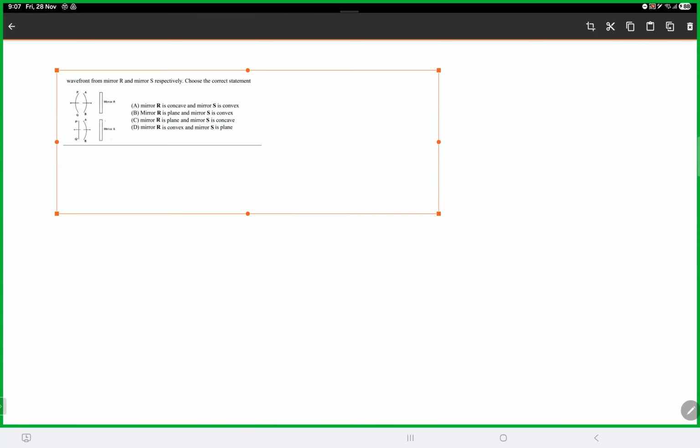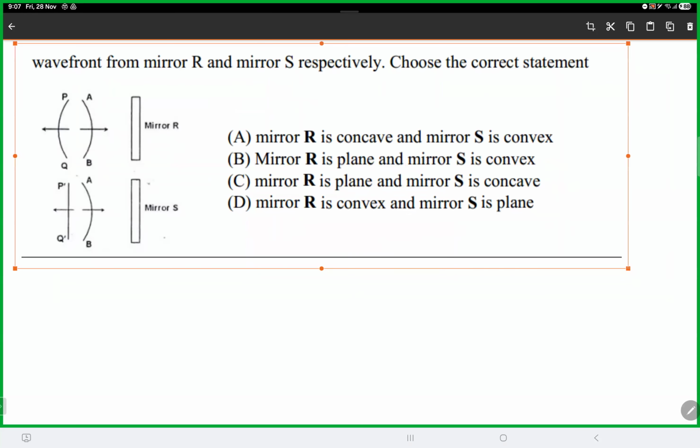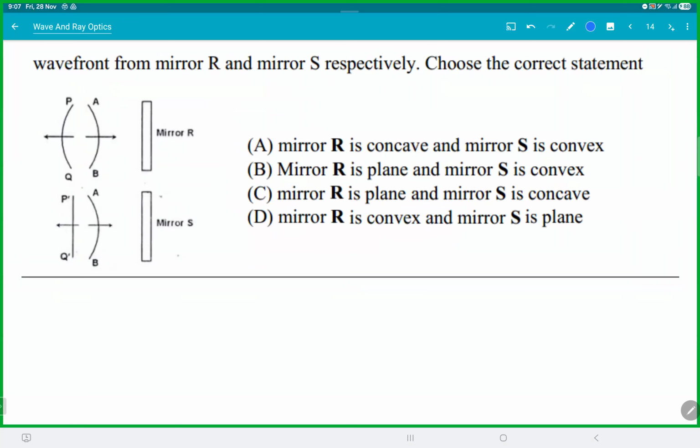I hope you guys remember this thing, wavefronts. What is a wavefront? It is all the points which are in phase. When a light wave is traveling, all the points which are in phase is called a wavefront. The light always travels perpendicular to the wavefronts.